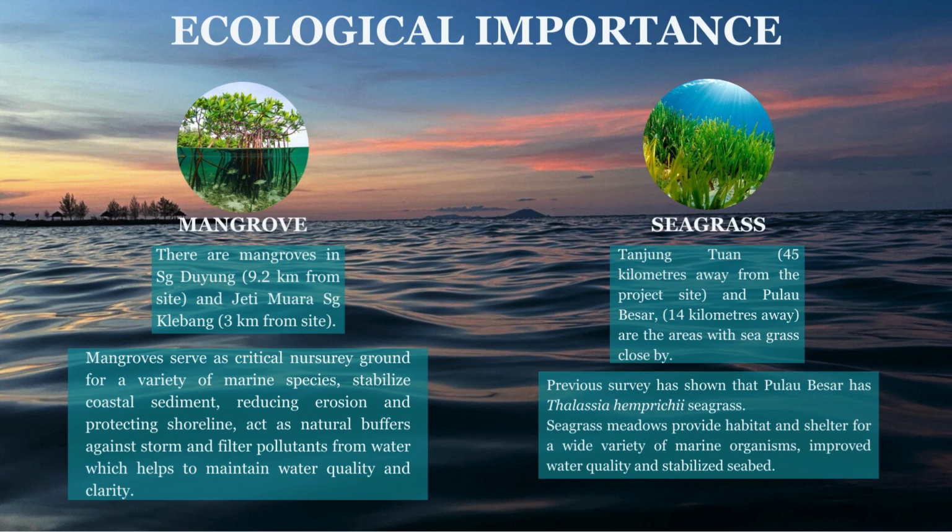water quality and clarity. Seagrass has also been found in 2 different locations, which are Tanjung Tuan and Pulau Besar. And a previous study has shown that Pulau Besar has Thalassia hemprichii. The seagrass meadow provides habitat and shelter for a wide variety of marine organisms, improves water quality and stabilizes the seabed.